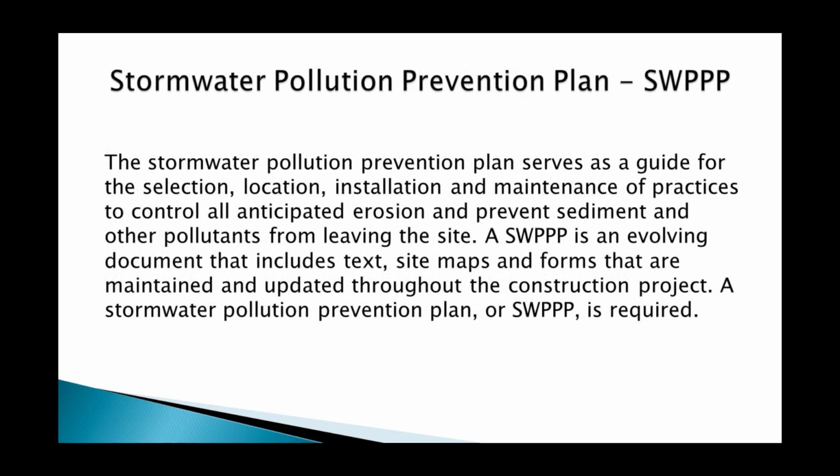Stormwater Pollution Prevention Plan, otherwise known as a SWPPP. The Stormwater Pollution Prevention Plan serves as a guide for the selection, operation, installation, location, and maintenance of practices to control all anticipated erosion and sediment and prevent sediment and other pollutants from leaving the site. It's required for every construction site that is permitted in the Commonwealth. A SWPPP is an evolving document that includes text, site maps, and forms that are maintained and updated throughout the construction project. The Stormwater Pollution Prevention Plan, or SWPPP, is required by the state and for permitting purposes.